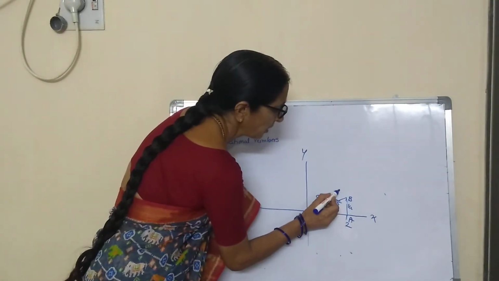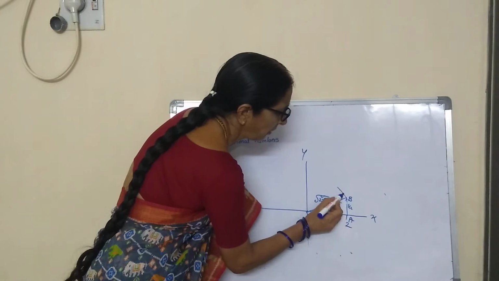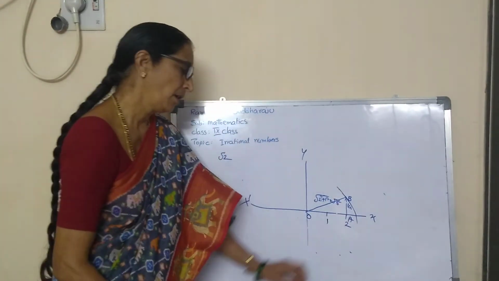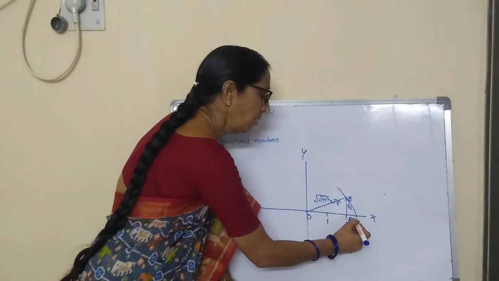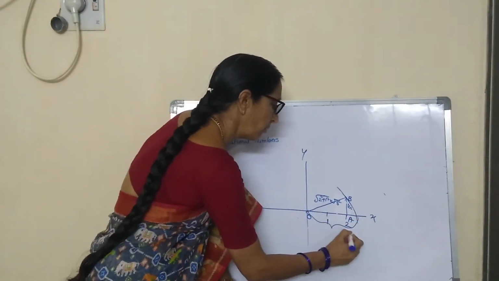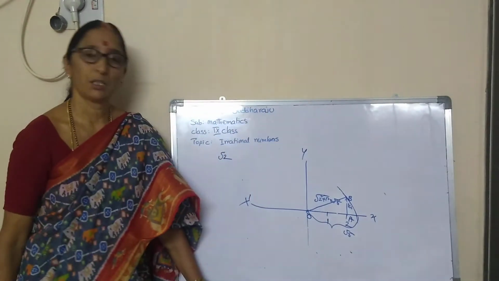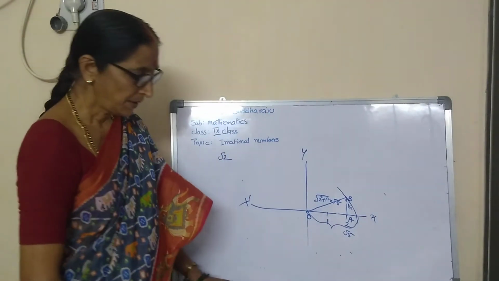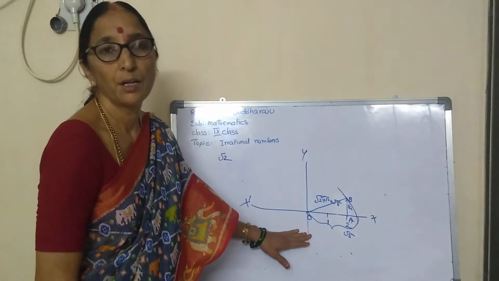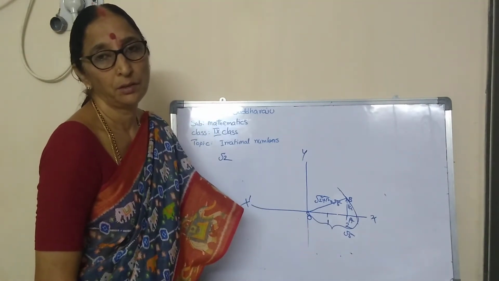In the same process, we have to draw an arc with the radius OB and we get the value of root 5 on the number line. Thus, we can represent any irrational number on the number line.